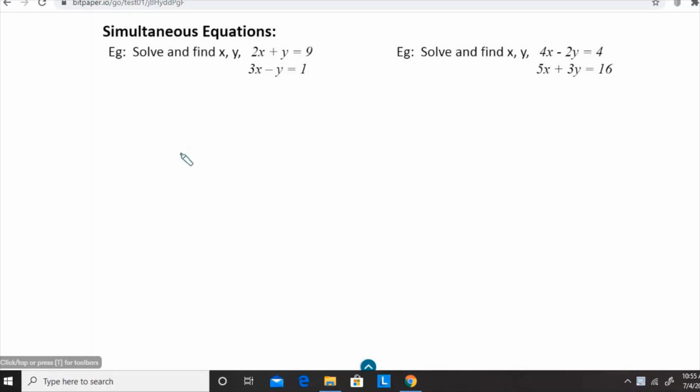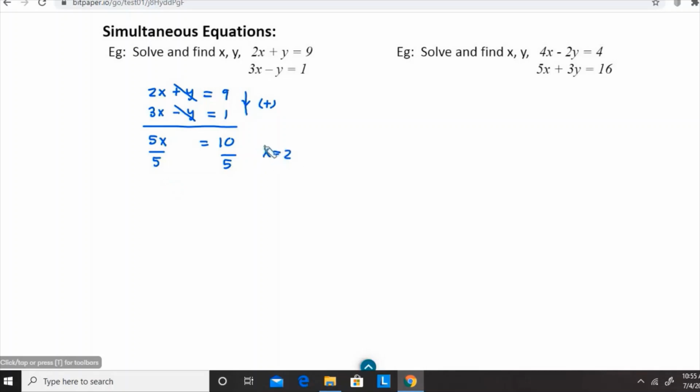So I see a plus y and a minus y. So what I'll do is that I simply add these two equations together, and then I'll be eliminating the y variable. So I have 2x plus y equals 9, and then I have 3x minus y equals 1. I'm going to add the two equations, and then you'll see the plus y and the minus y will cancel out. On the left hand side I'll have 5x, on the right hand side I'll have 10. So I'll divide everything by 5, and then I'll have x equals 2.